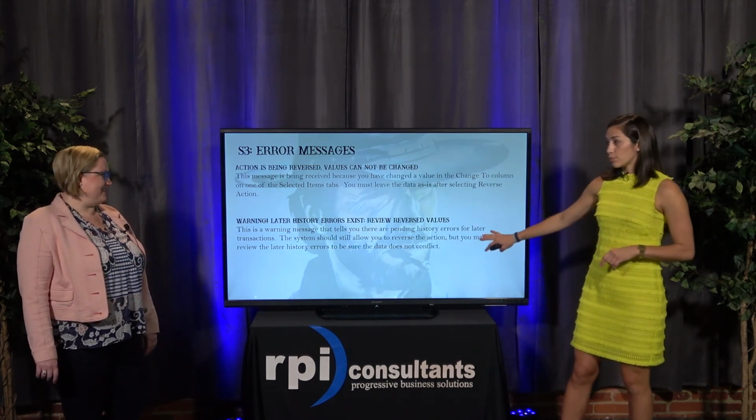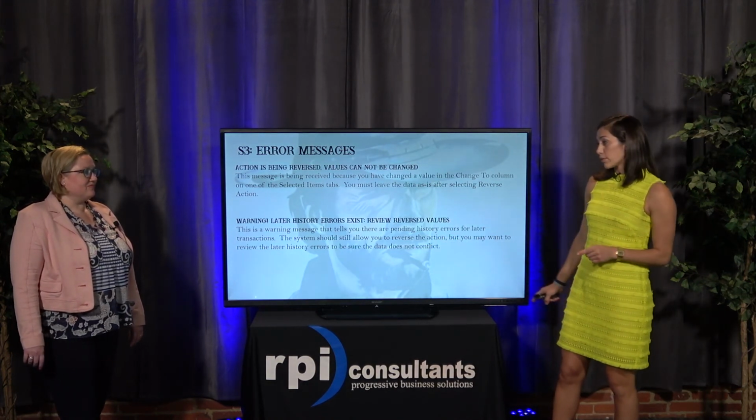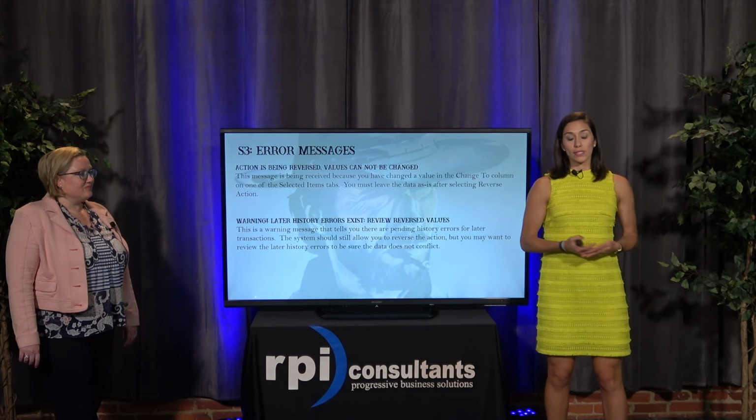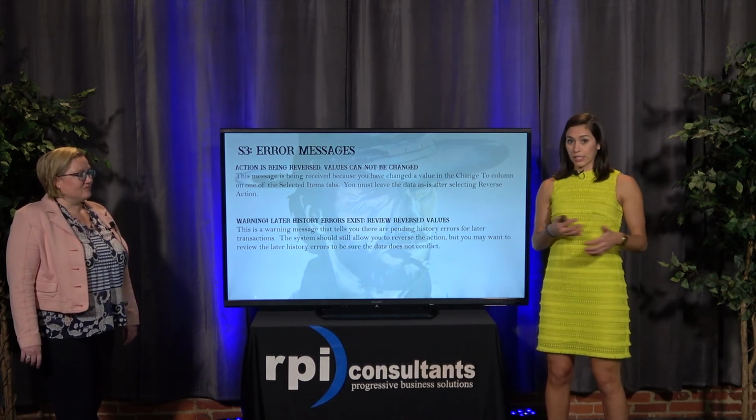And then last one here, warning, later history errors exist, review reversed values. This will actually let you process, it's just a warning, it'll let you process it through, but I do want to note that you might want to go in and actually check out what those later history errors are, just in case there's going to be some discrepancies in your data.